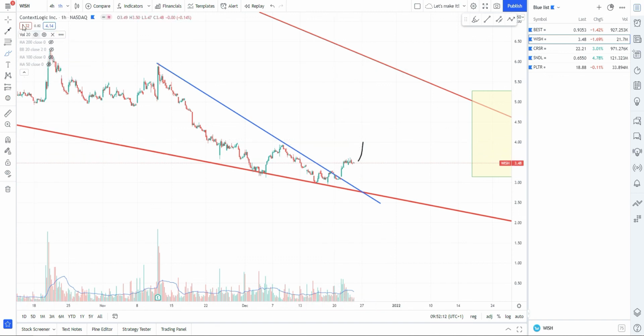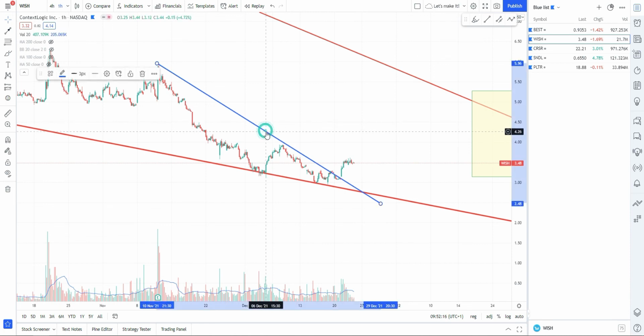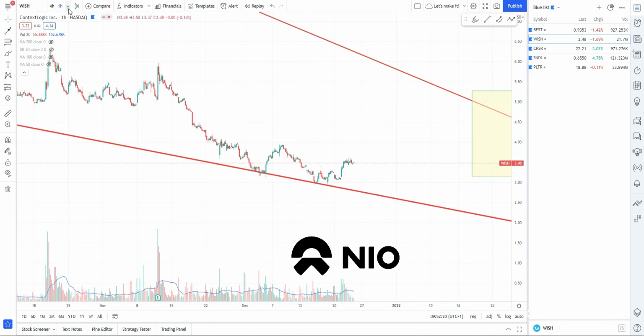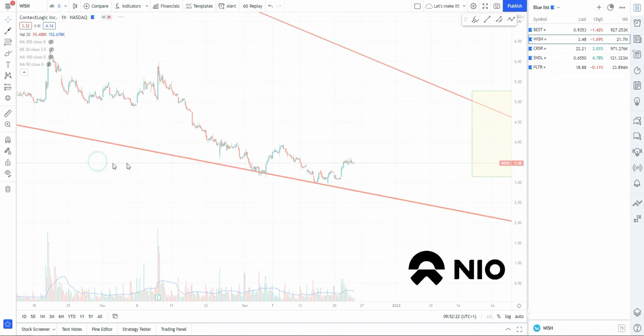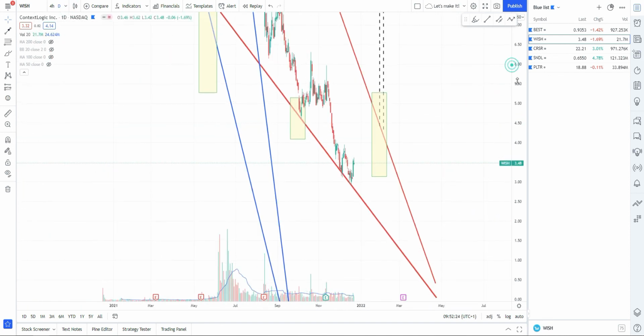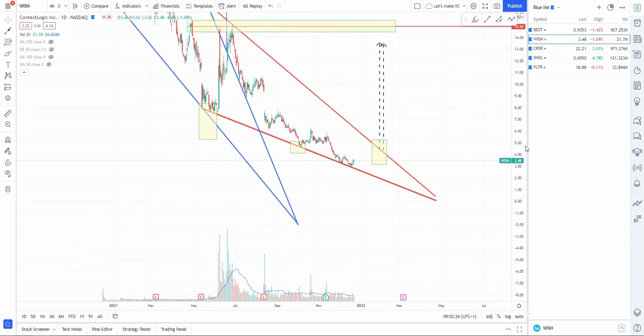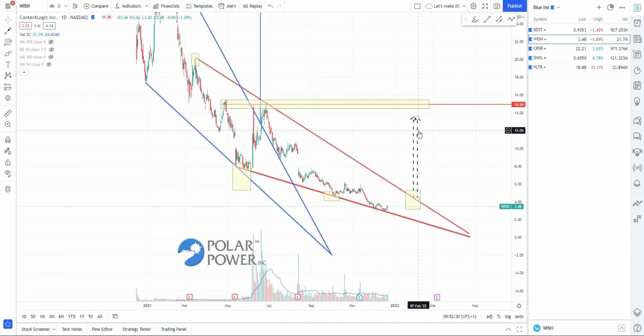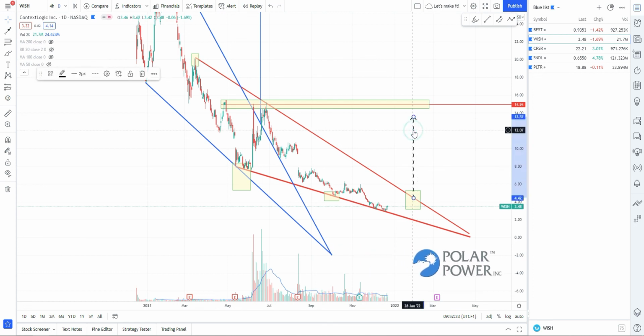And in the next videos, in the next couple of days, I will be sharing with you why I think that Wish is the next NIO, because technically speaking, the chart is looking very similar to what the NIO chart looked like at the very beginning. And not only NIO, also Polar Power, another stock that moved in exactly the same way.